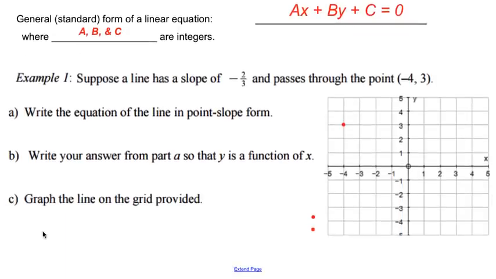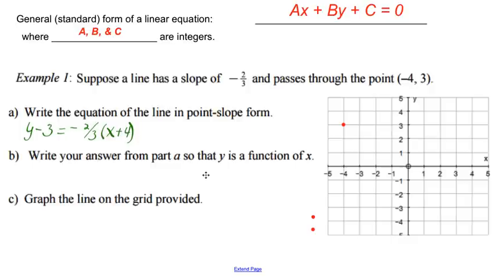So here's our first example. Suppose we have a line and its slope is negative 2/3 and it goes through the point (negative 4, 3). Write the equation of the line in point-slope form. Well, point-slope form is y minus y1, so it looks like this: y minus 3 equals m, which is negative 2/3, times x minus negative 4. So minus a minus gives us a plus, and that is in point-slope form.